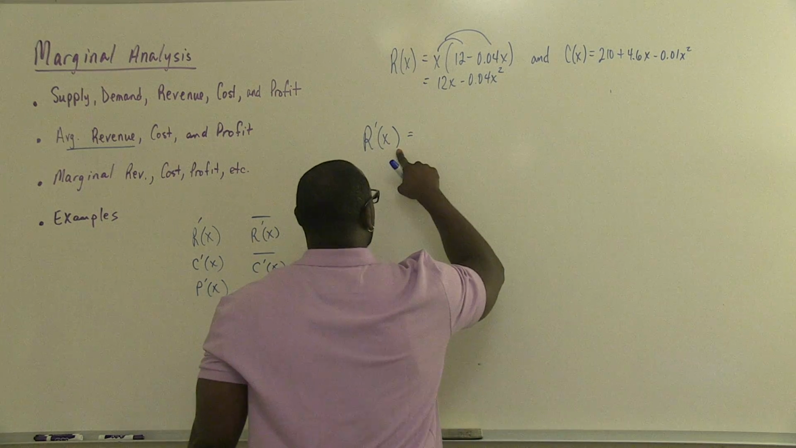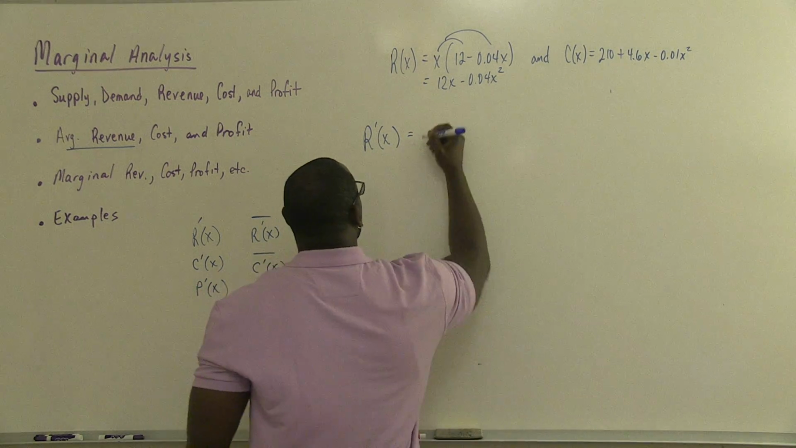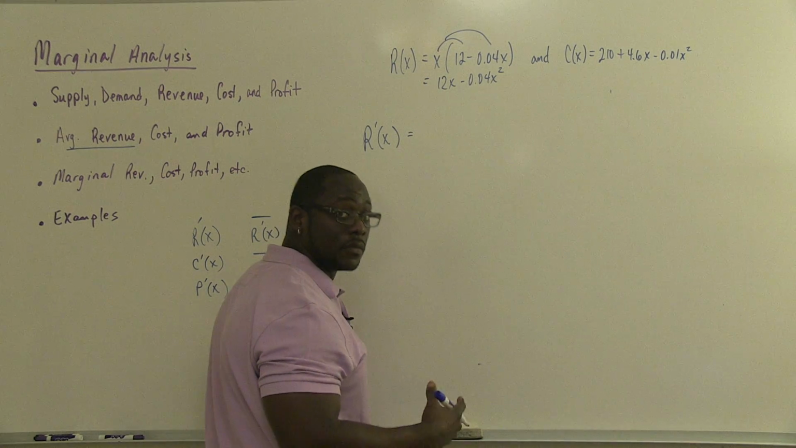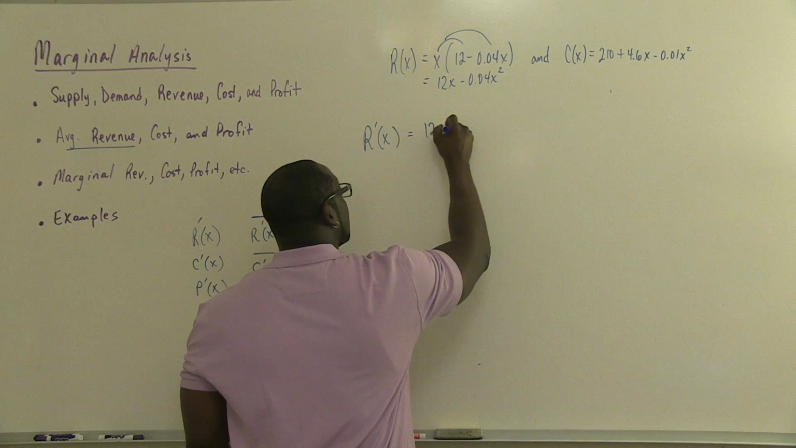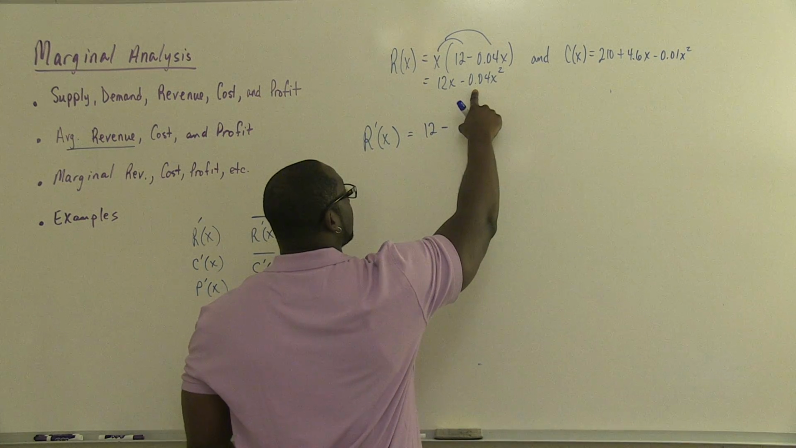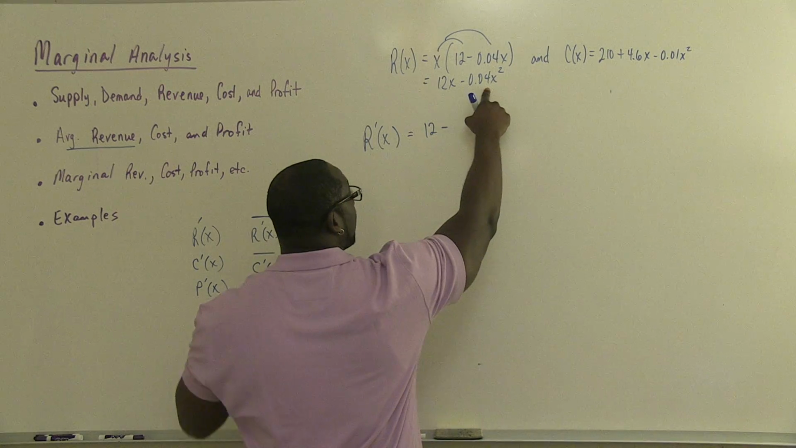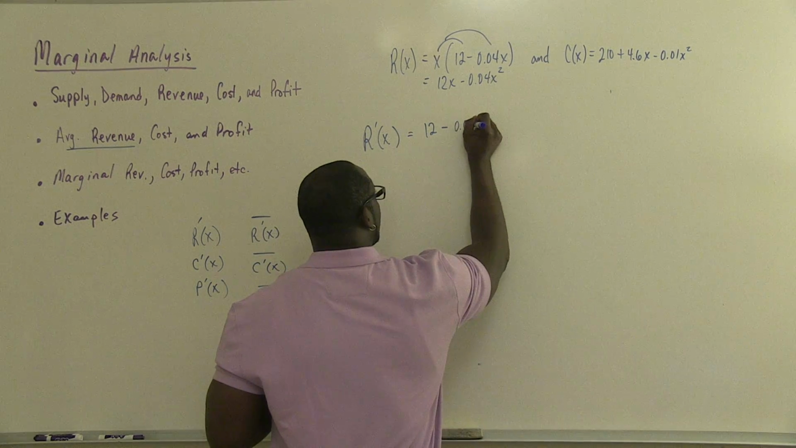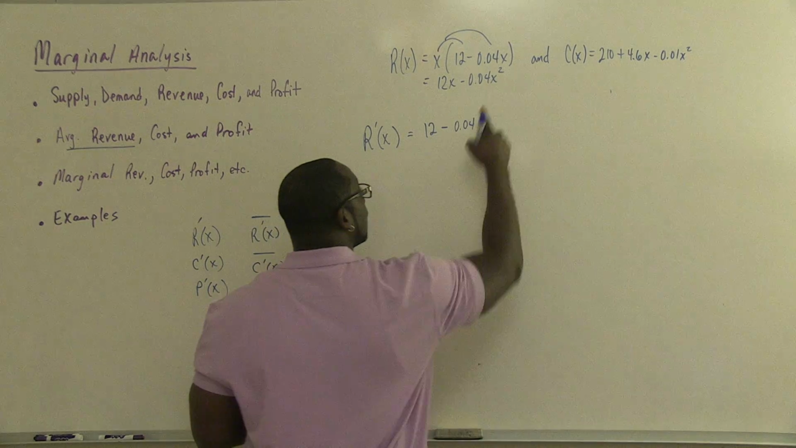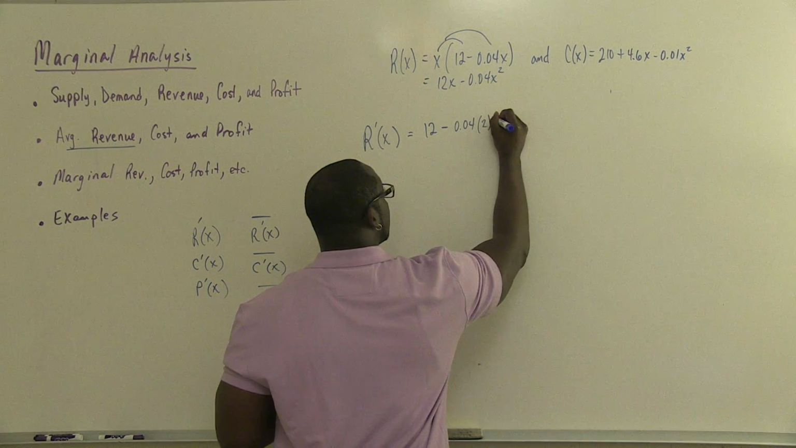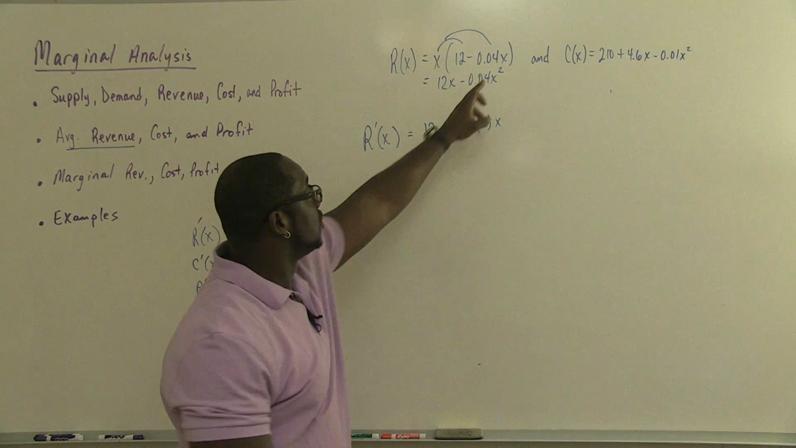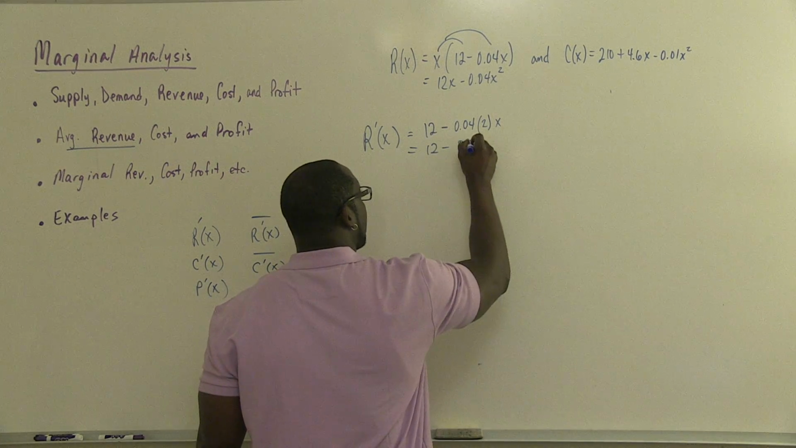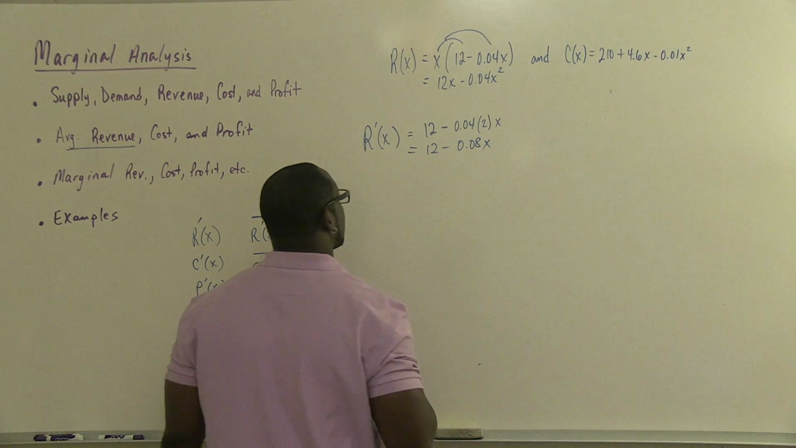So from here, if we take the derivative of R of X, we know the derivative of 12X is what? That's right, 12. And so here, the derivative of 0.04 X squared, we know that the 0.04 is a constant, so we leave that out. We multiply this times 2, and then we subtract 1 from the exponent. So this would just give us 12 minus 0.08x.